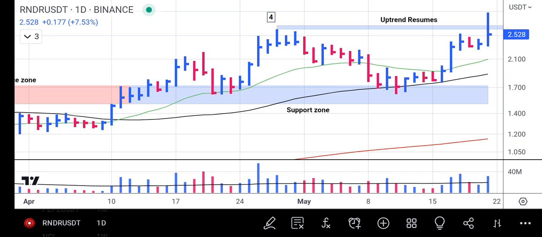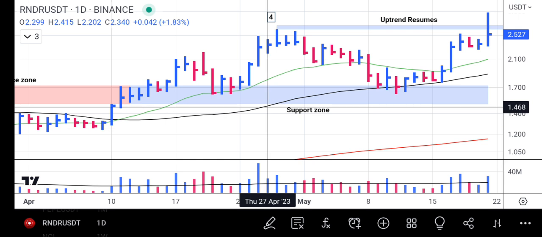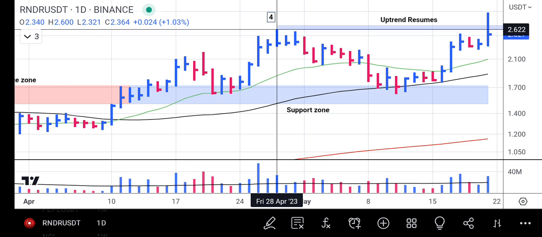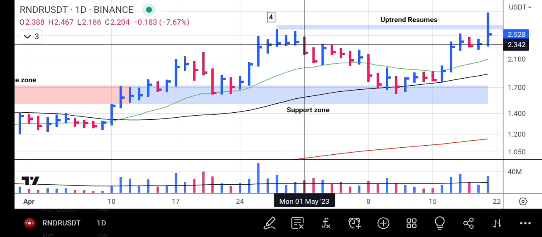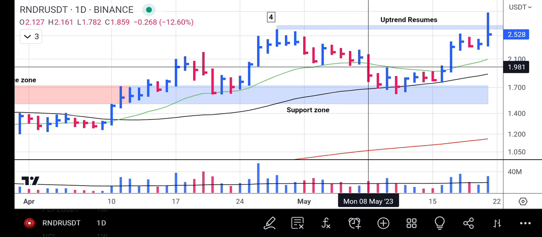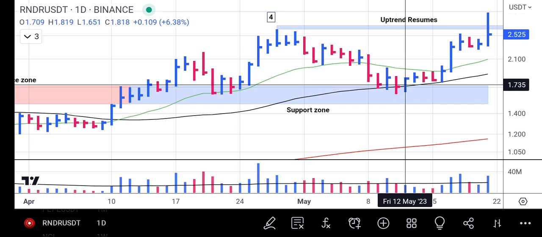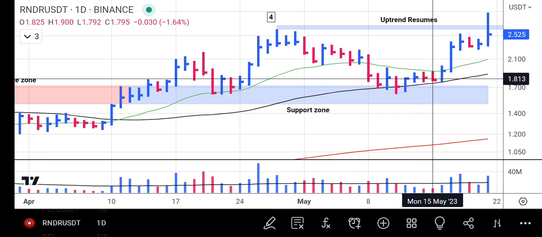When you look at the chart, let's start at point 4. At point 4, that was the last resistance zone that render token made before the buyers lost control and the sellers came into the market and dropped render token downward up to the 50-day moving average. When it gets to the 50-day moving average, it had a little boost from the buyers, and it has about 3 inside bars above the 50-day moving average.